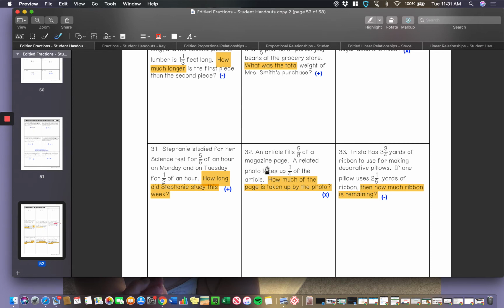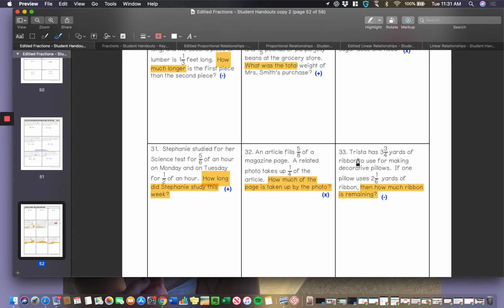Number 32, an article fills 5/8 of a magazine page. A related photo takes up 1/4 of the article. How much of the page is taken up by the photo? Right here you have a multiplication problem with fractions.